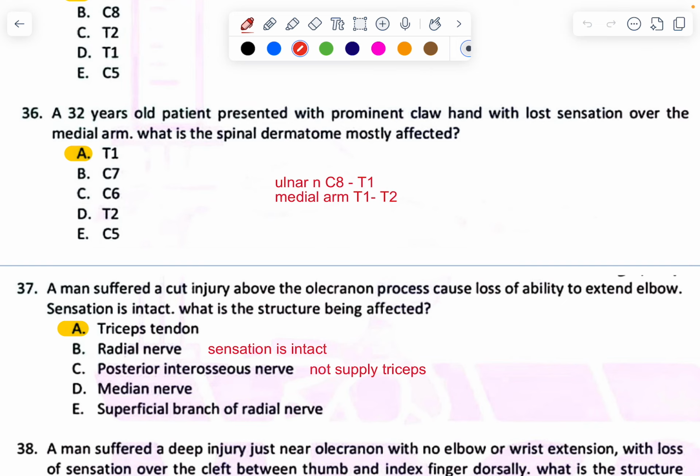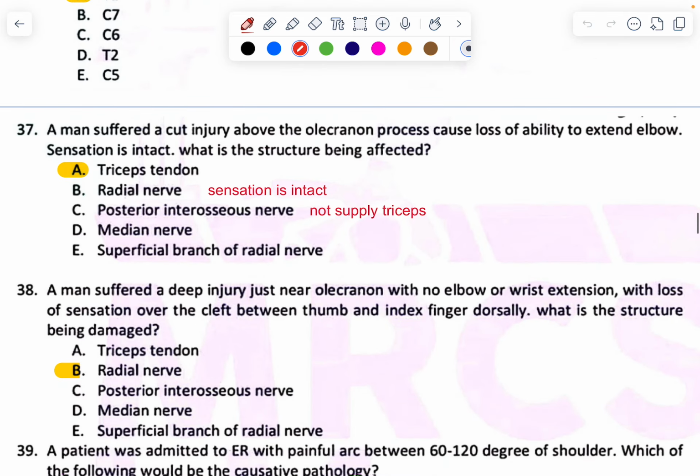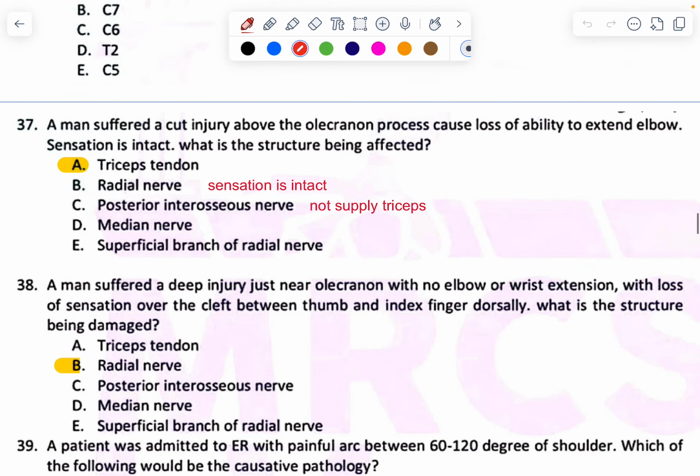Man suffered a deep injury near the olecranon with no elbow or wrist extension. Here is the radial nerve. Patient was admitted immediately with a painful arc 60 to 160. Which of the following would be the causative pathology?